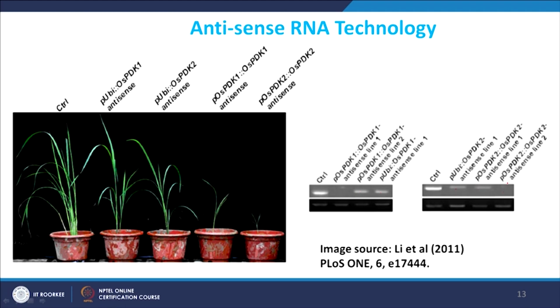But there is something important. If you look at this line here, it is almost down regulated, but these lines are partial down regulation. So this is not a kind of null mutant, but a kind of down regulation. So you can have a gradient, or you can have some lines where you have near to the null phenotype, but some lines might be weak lines, where the down regulation is not so efficient.